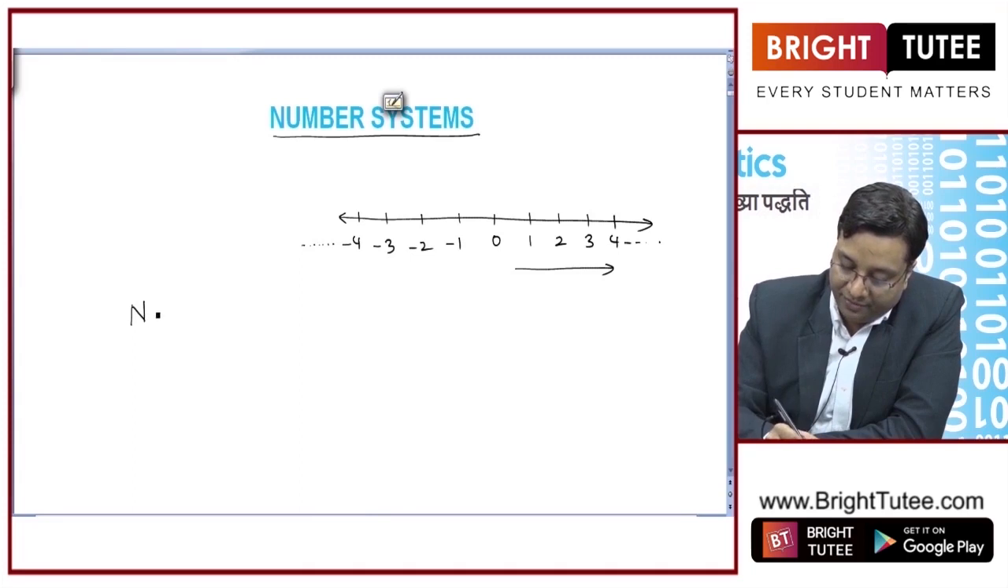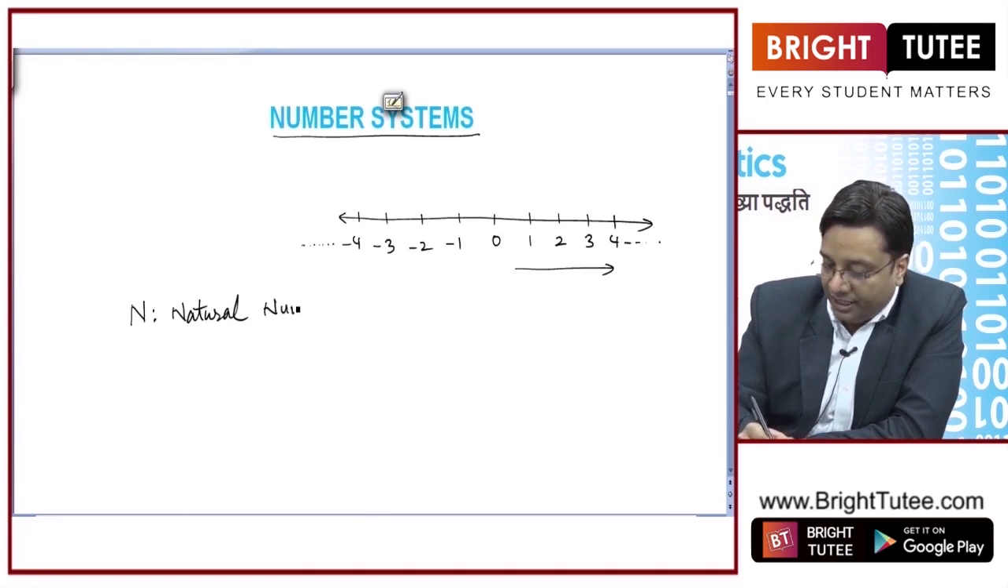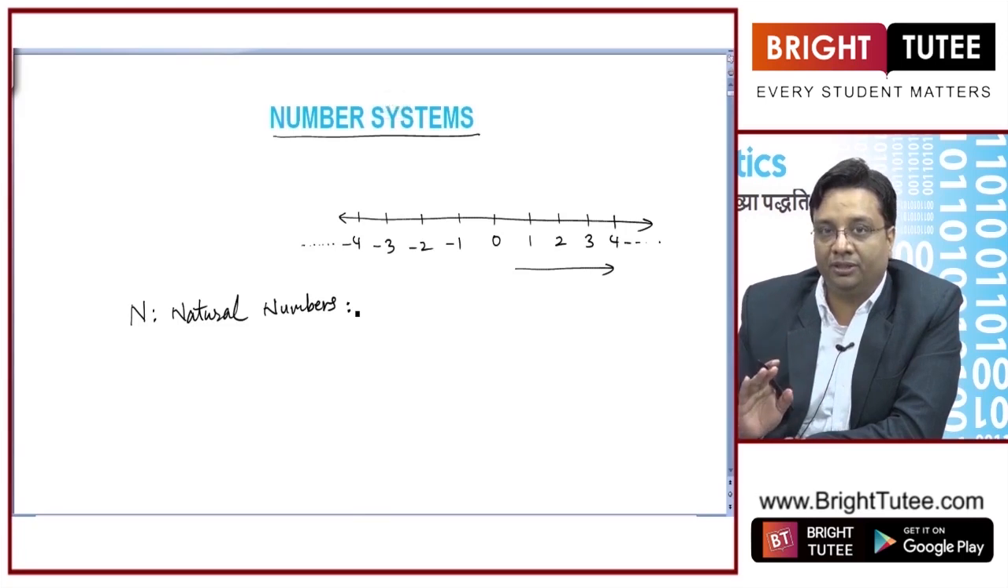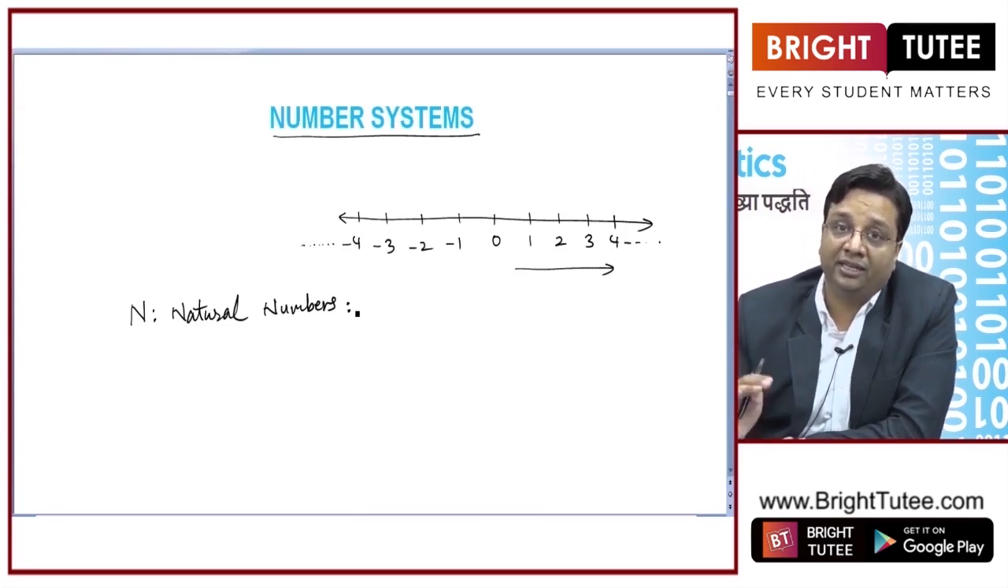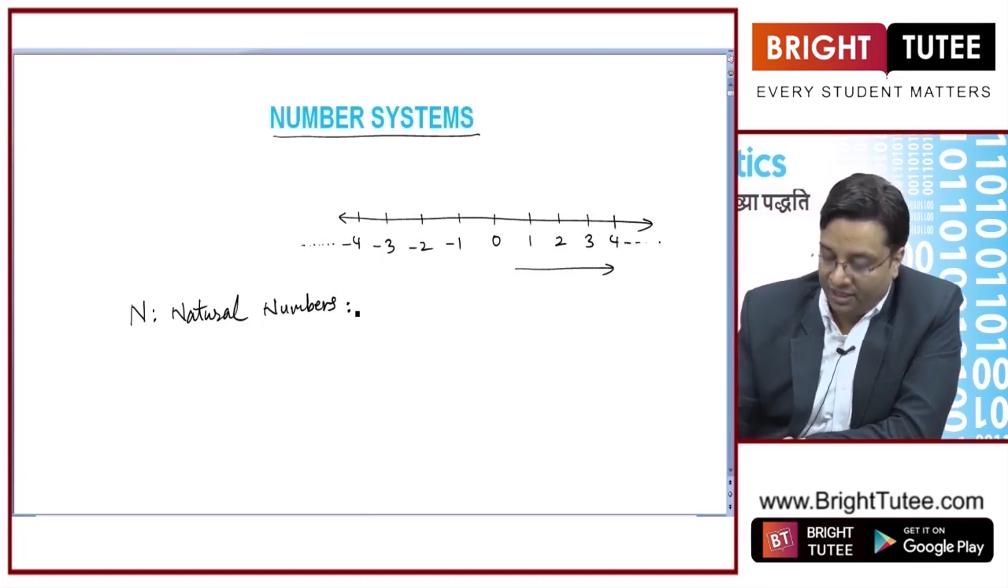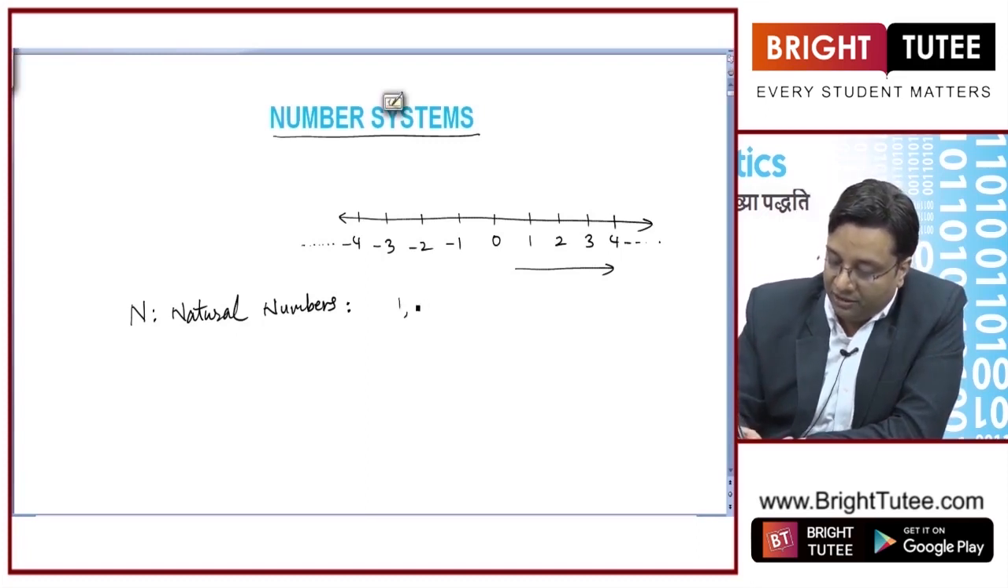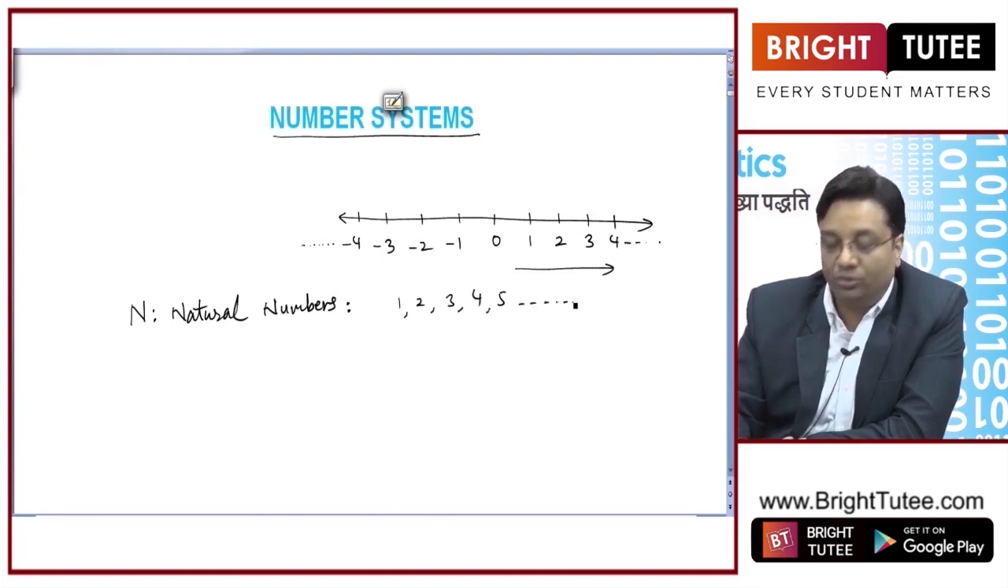First is N. We denote natural numbers by N. What are natural numbers? These are just the counting numbers. For example, let us say there are trees in a jungle. So how would you count those trees? 1 tree, 2 trees, 3 trees, right? So we started our journey of mathematics with these natural numbers. So what are natural numbers? 1, 2, 3, 4, 5 and so on.